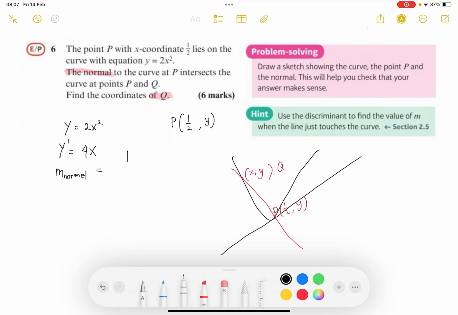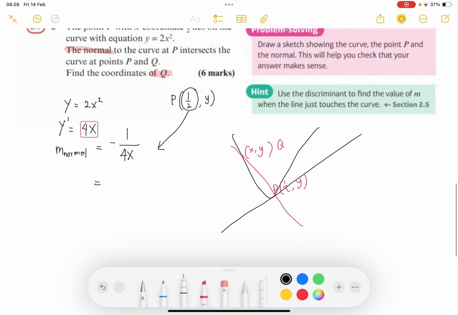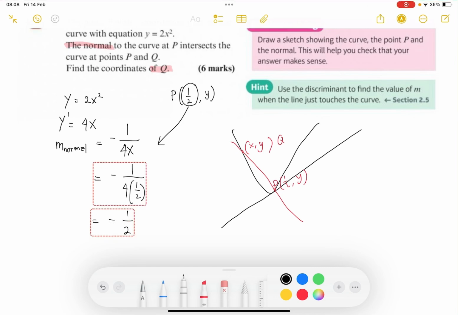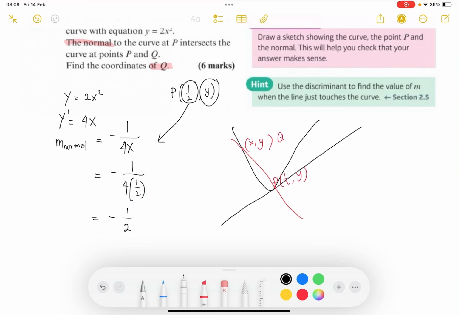The gradient of the normal is going to be minus 1 over 4x, right? After that, because x equals 1 over 2 passes through the normal line, we need to substitute so that we get the exact value of the gradient of the normal. This is going to be minus 1 over 2, right? Now we are going to find the equation of the normal. How can we find it? The problem is we don't have any y there. Where is y? How can we find the y?